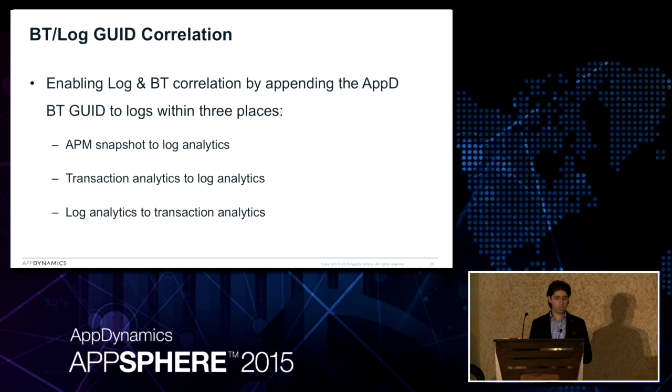Flow number 2, you can go to transaction analytics, and again, for that specific BT, there is a search log button. You click on that, we take you to log analytics and show you all the logs. And the third one, you go to log analytics, and if you want to see the BT related to those logs, we take you to transaction analytics for that as well.